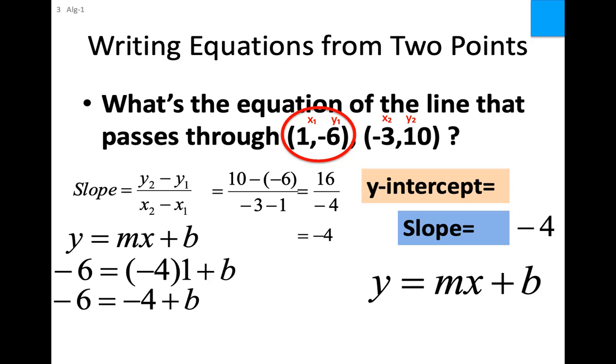Or add 4. What's 4 plus -6? -2. We got the slope. We got the y-intercept. Tell me the equation. Y equals -4x plus, or -4x minus 2.